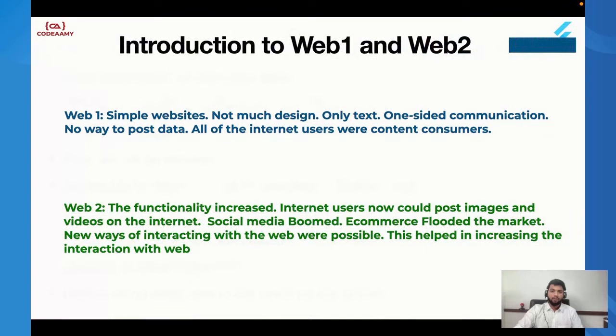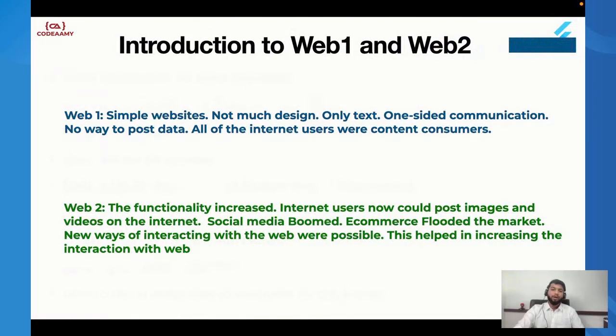As time went, Web 1 evolved into Web 2, and it was a new wormhole into the web area. Web 2 increased the functionality. Internet users could now post images and videos on the internet. Social media and e-commerce bloomed. There was a new way of interacting with the web. Now we see Facebook, Instagram, Twitter, even this online conference that we are having right now. I'm sharing my screen and my live video from here, and you guys are able to watch it.